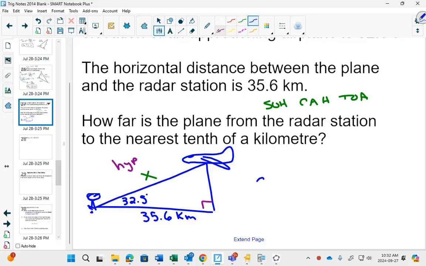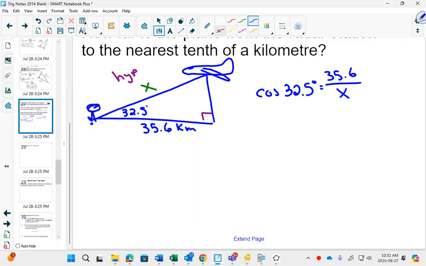So when I go to solve, I'm going to use cos of 32.5 degrees, which is my adjacent side, 35.6 kilometers, over x. And we're going to play around with fractions for a bit. I'm going to leave some space, but I'm okay if you can go from this to this next step in one. But I'm going to show the work and the in-between step to get there.